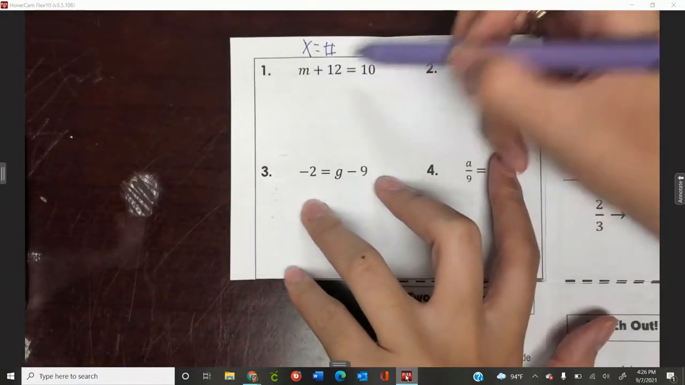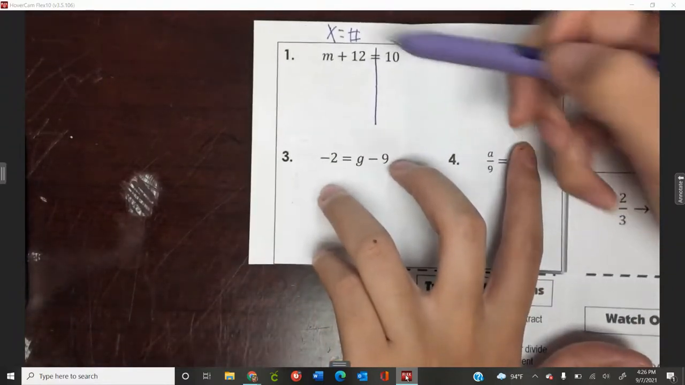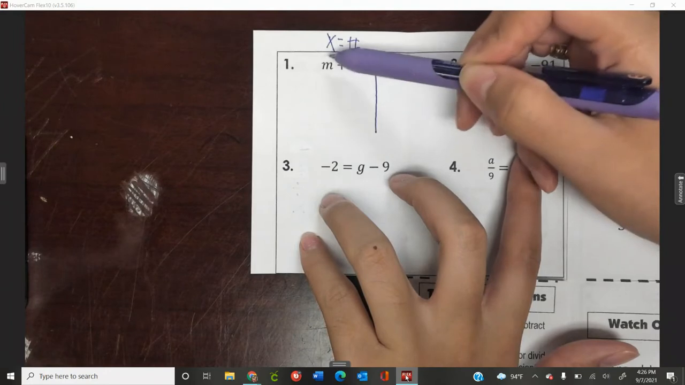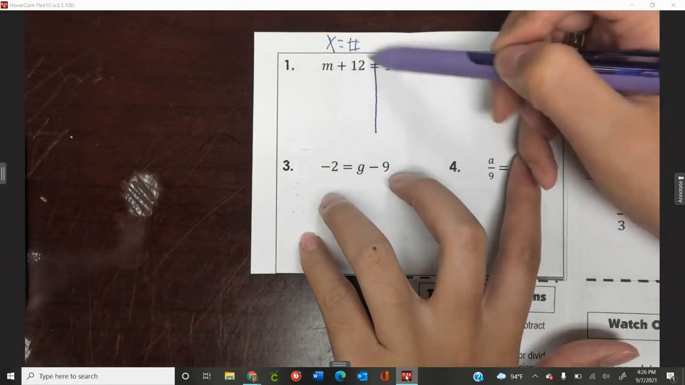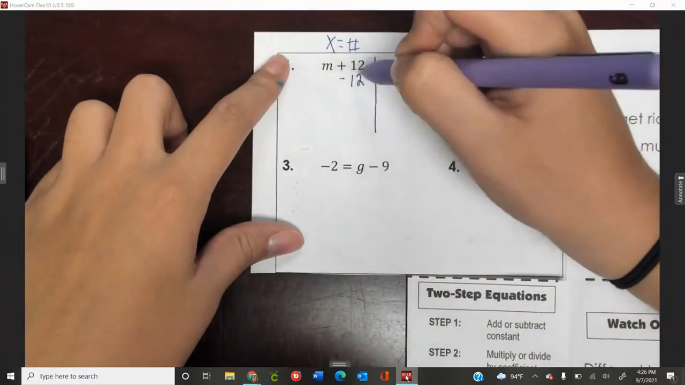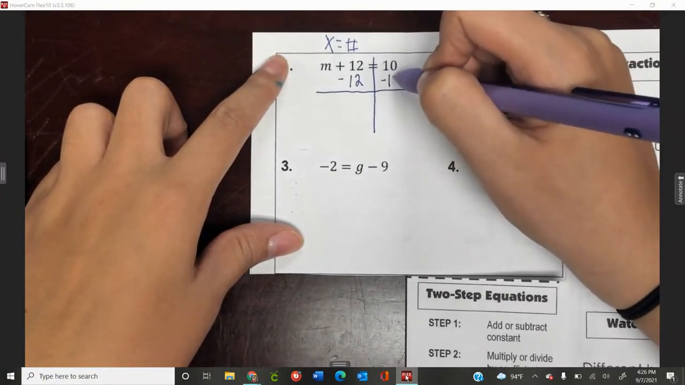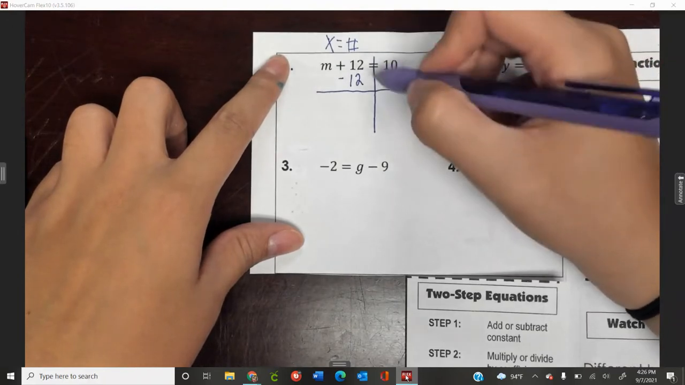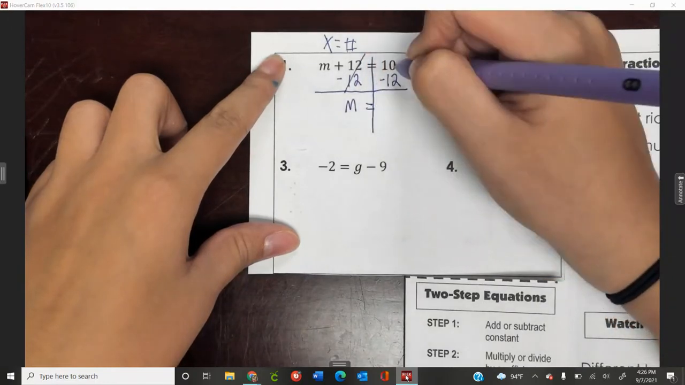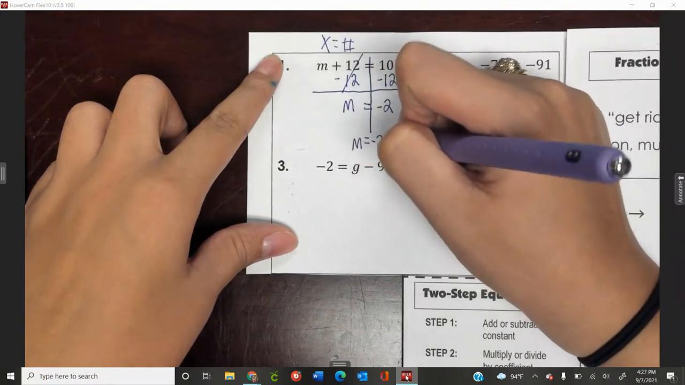So for number 1, I have m plus 12 equals 10. So we're going to start off by drawing a line through our equal sign. Here, we want to first see what is being added or subtracted to our variable, and we want to do the opposite of that. So right now I have 12 being added, so that means I'm going to do the opposite and subtract 12. Now what you do to one side of our line, you have to do to the other. So what you do to one side of the equal sign, you have to do to the other. Kind of think of it like a mirror. So here this cancels out. We're left with m equals 10 minus 12, which is negative 2. So here m equals negative 2.